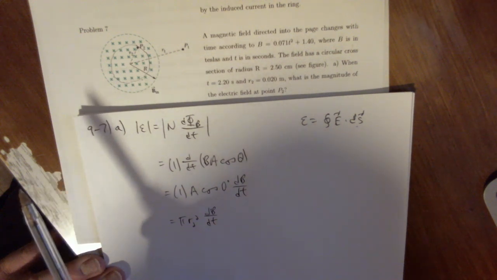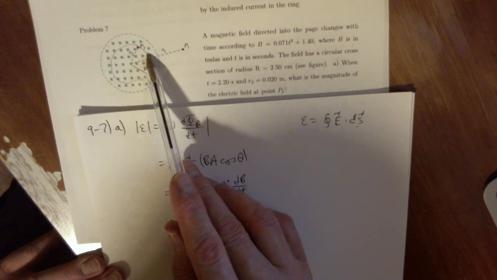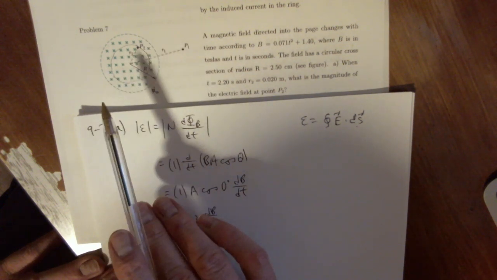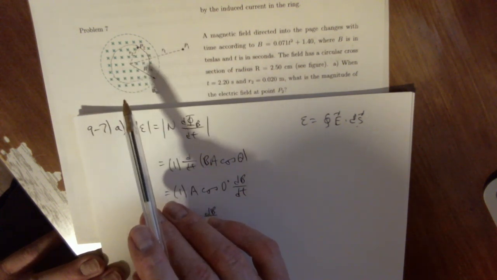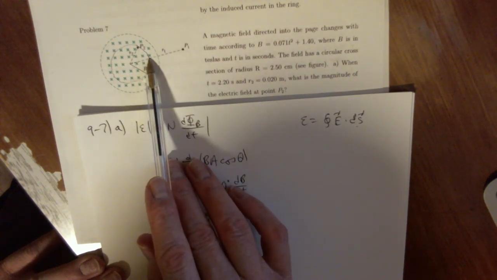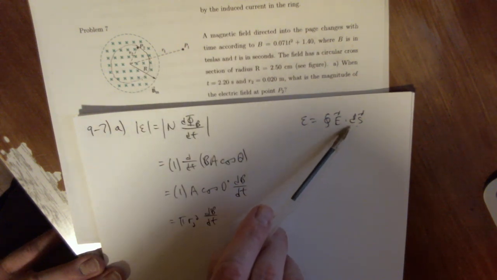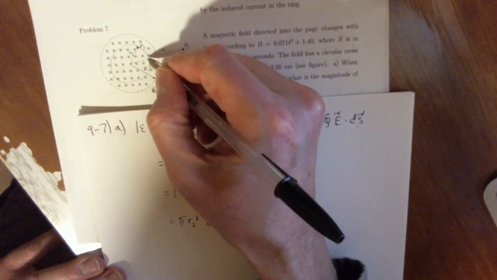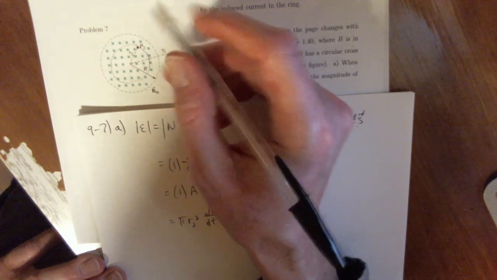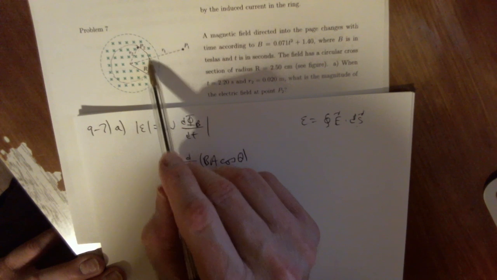In addition, the E field is tangent to the circle. The reason for that comes from Maxwell's equations, and I'll just leave it at that. The E field is going to be tangent to the circle, as is the bit of arc length. I'd have to do my right-hand rule to decide whether the E field is that way or that way.